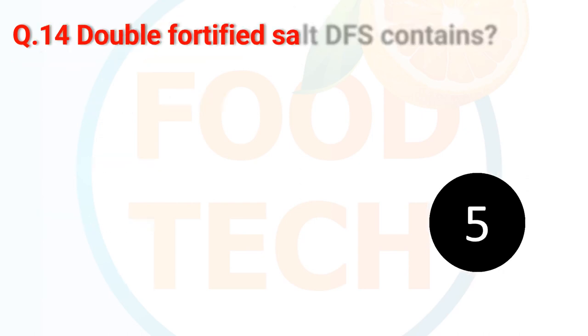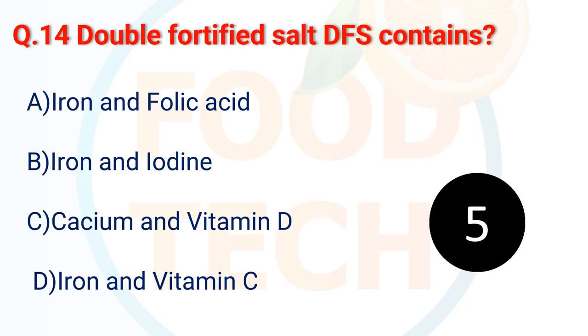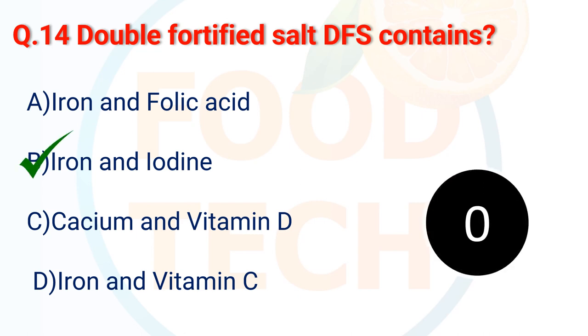Question 14. Double fortified salt DFS contain A. Iron and folic acid, B. Iron and iodine, C. Calcium and vitamin D, D. Iron and vitamin C. The answer is B. Iron and iodine.